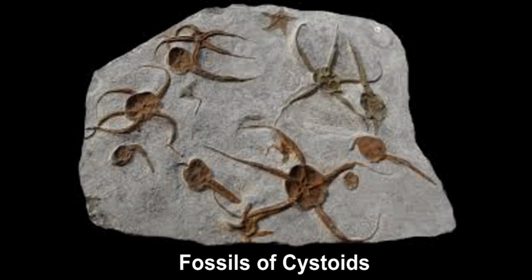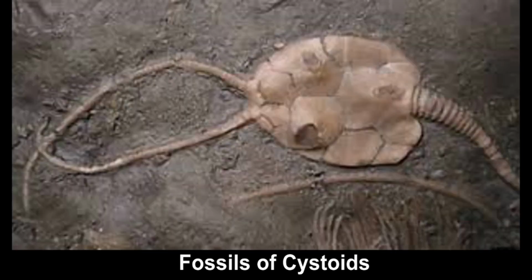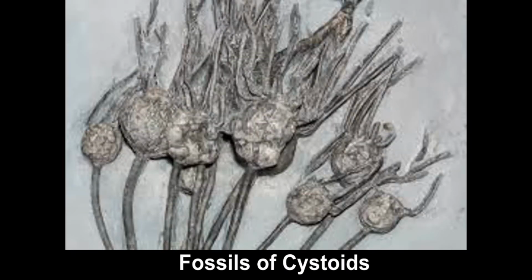Cystoids were plant-like Echinoderms of the Cambrian period. They had jointed stalks and ovate-shaped bodies. Arms waved back and forth to bring food and water to their ciliated mouths. Cystoids appeared at the very end of the Cambrian period and died out during the Devonian.